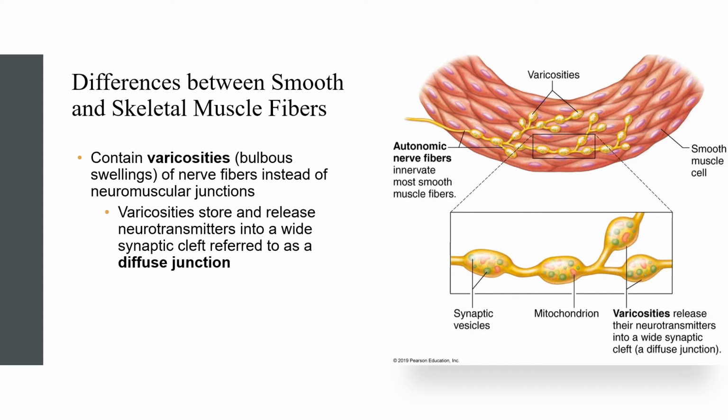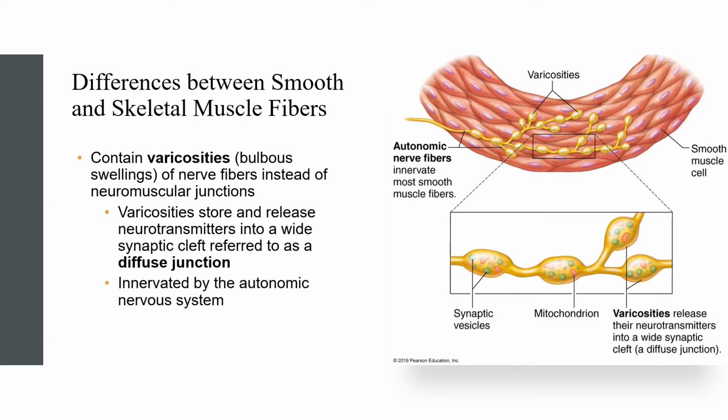Okay, so these varicosities are going to store and release the neurotransmitters into these large, wide synaptic clefts that are going to be referred to as diffuse junctions. Okay, so again, very different anatomy when we talk about how we have this innervation taking place.